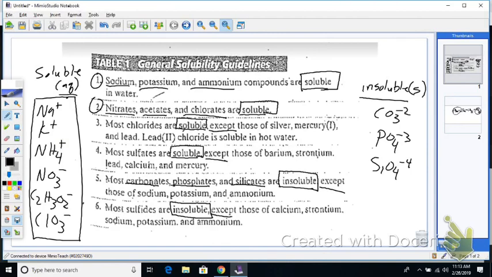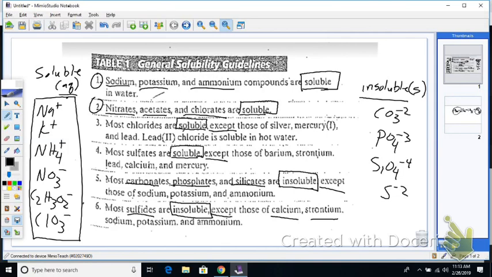Okay? Number 6. Guess what? Sulfides are pretty much insoluble most of the time. Okay. When aren't they soluble? Well, they add 2 things in. Other than these 3, they add in 2 things. Calcium and strontium. They say if calcium and strontium is with sulfur, then it's still soluble. Any questions with that?